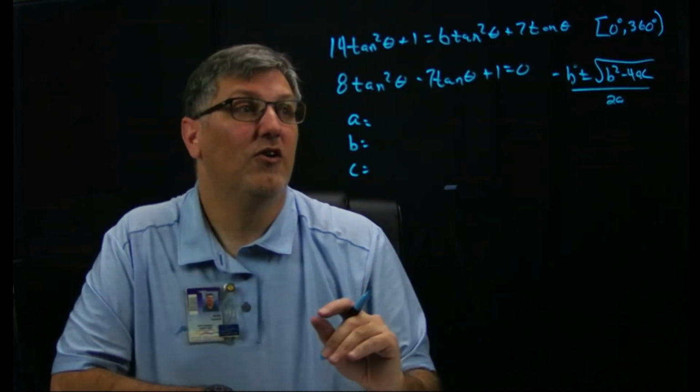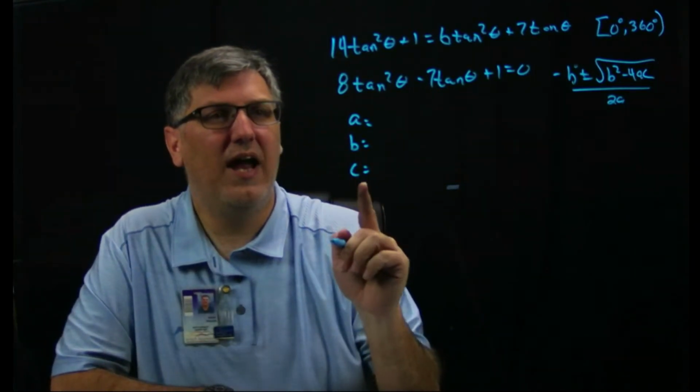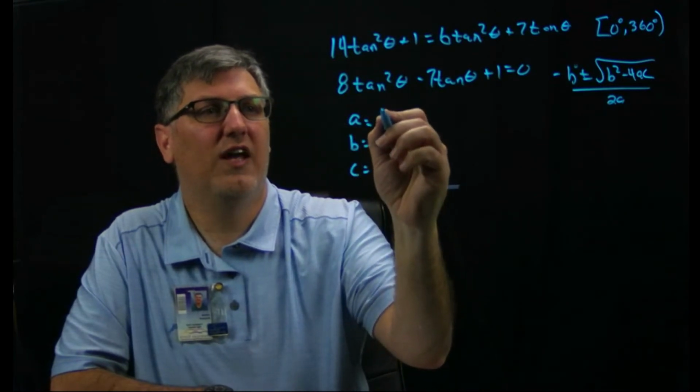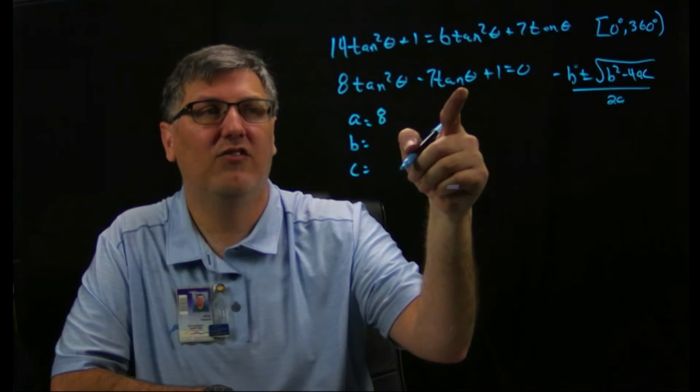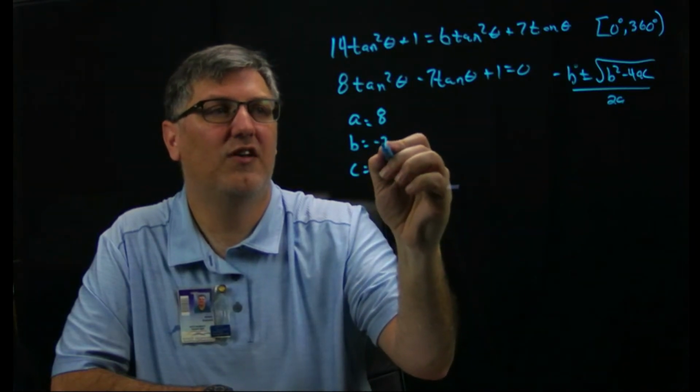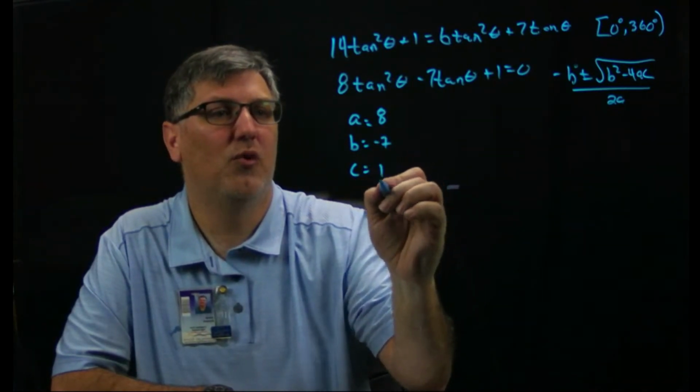All right, so you gotta love the bells here. So my A is my leading coefficient, which is 8. My B is the coefficient attached to my tangent with the sign, so my B is negative 7, and my C is my constant, which is 1.